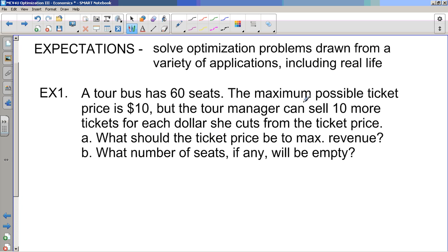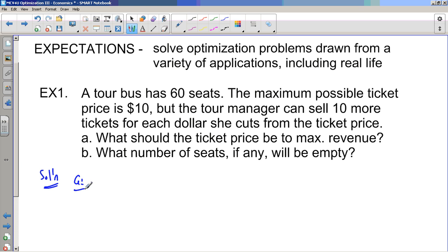The maximum possible ticket price is $10, but the tour manager can sell 10 more tickets for each dollar she cuts from the ticket price. So the idea is you cut the price, you can maybe get some more people to show up, right? What should the ticket price be to maximize revenue? What number of seats, if any, will be empty? And then we can plan accordingly.